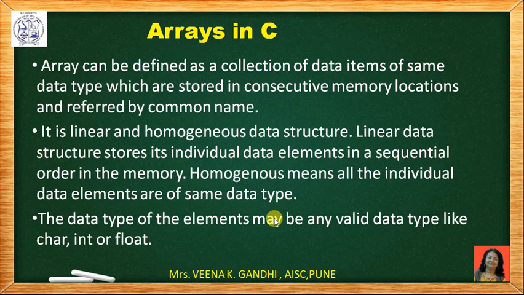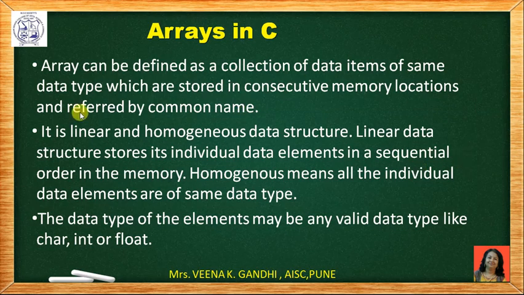In this type of situation, the C language provides us a data structure called an array, which allows us to group data items of similar type under a single name. So an array can be defined as a collection of data items of the same type which are stored in consecutive memory locations and referred to by a common name.